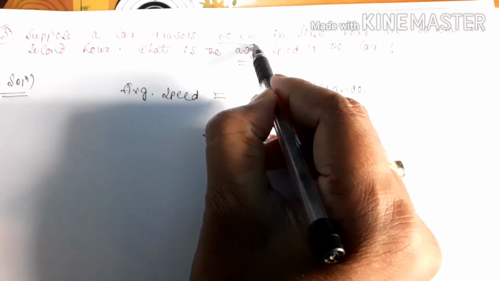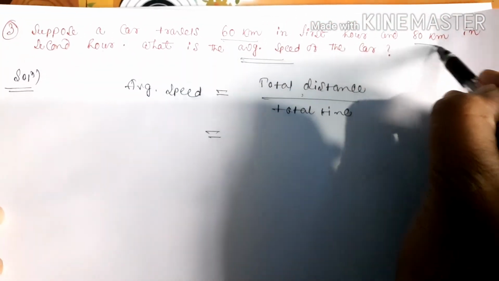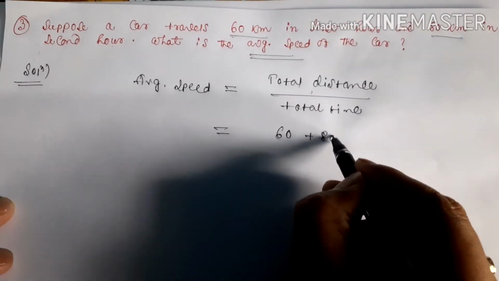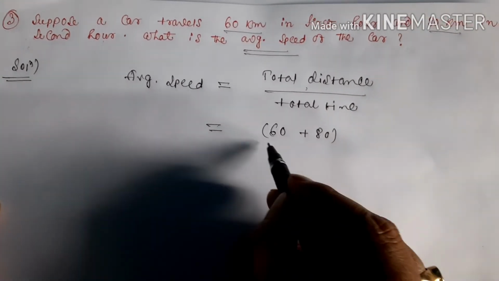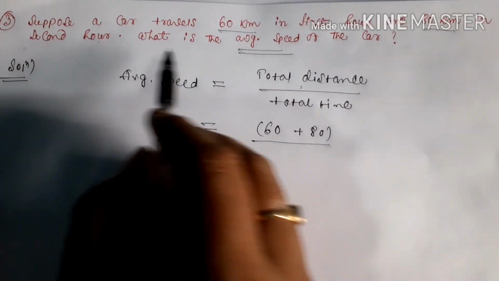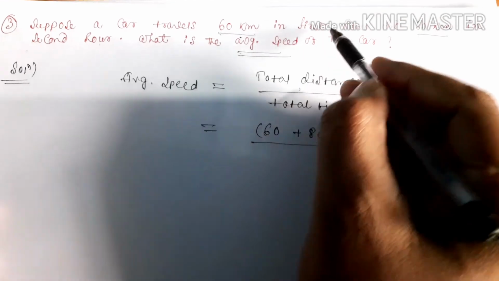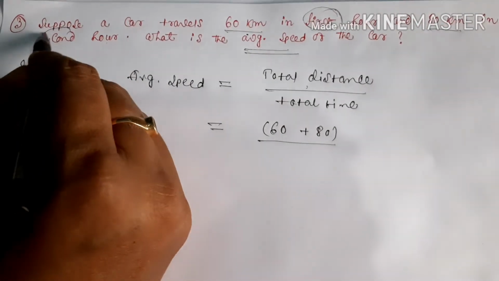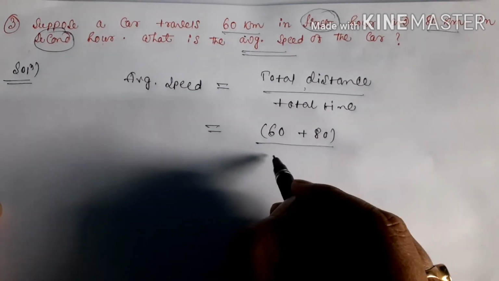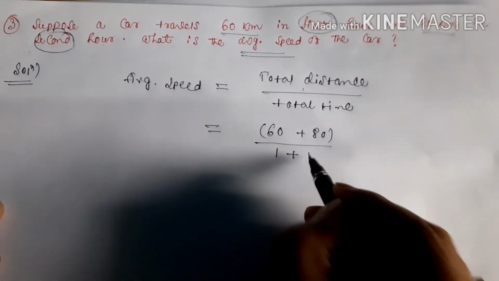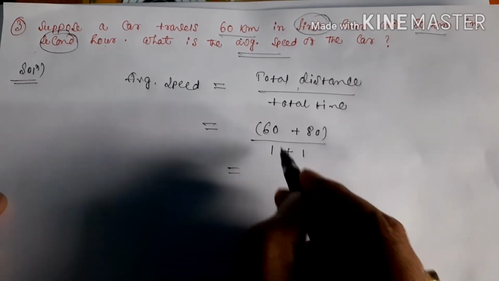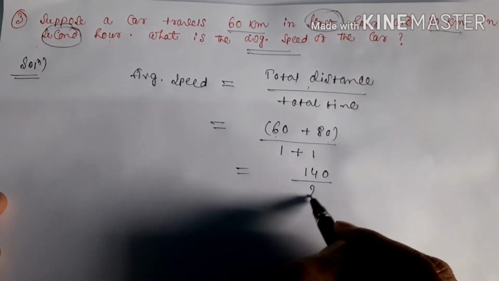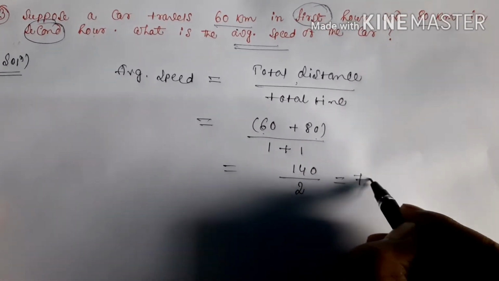First it covers 60 kilometers, then it covers 80 kilometers. So you can easily see that the total distance is 60 plus 80. Average speed is the total distance divided by the total time taken. 60 kilometers in the first hour, and 80 kilometers in the second hour, so the time is 1 plus 1. So you will get 60 plus 80, that means 140, divided by 2, equal to 70.